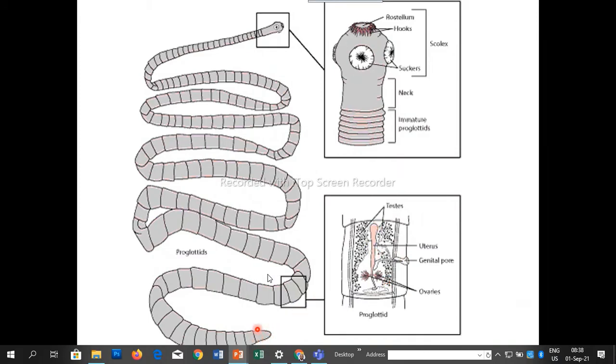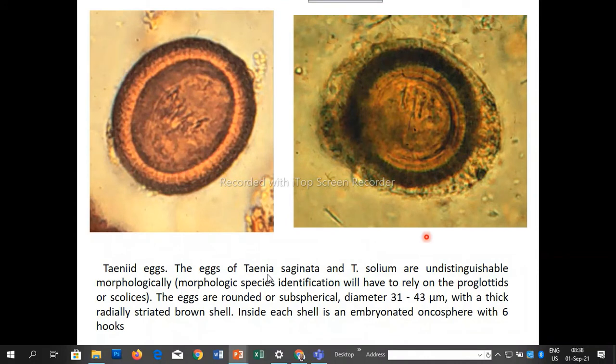So when a single proglottid is detached from the worm, it will release mature eggs. Good. And those mature eggs are fertilized. They will be ready to cause another infection. Those are eggs of Taenia, which contain embryo, Taenia solium and Taenia saginata, which are indistinguishable on microscope. Morphologically they are identical, and we will have to rely on the proglottid or scolex to differentiate them.